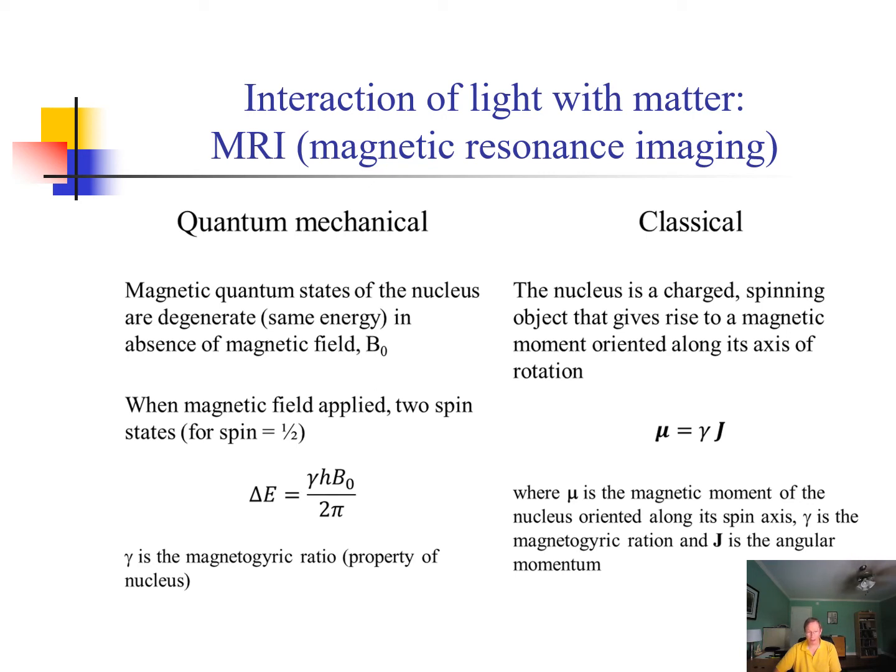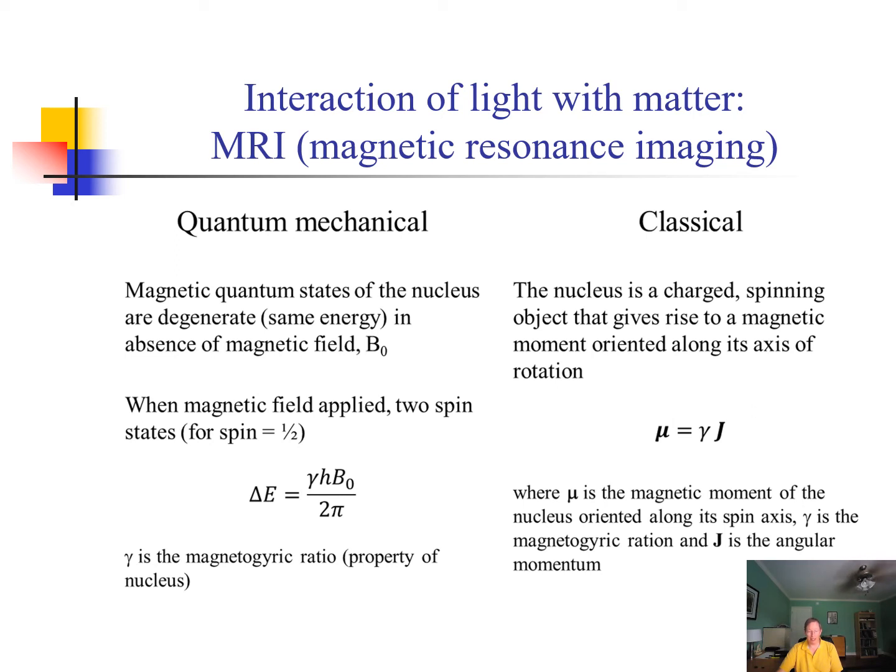They have the same energy if you have no external magnetic field, B0. When you apply a magnetic field, the two spin states, if it's something like hydrogen, which is typically what's imaged, are no longer degenerate and they'll split. The magnitude of that splitting depends upon a constant called the magnetogyric ratio, as well as some fundamental constants like Planck's constant, as well as the magnetic field. So stronger magnetic field, higher energy.